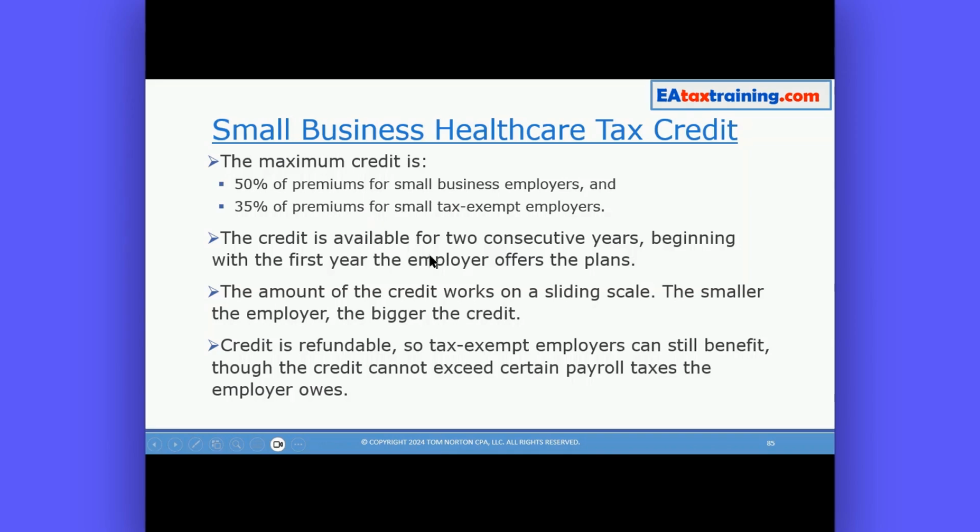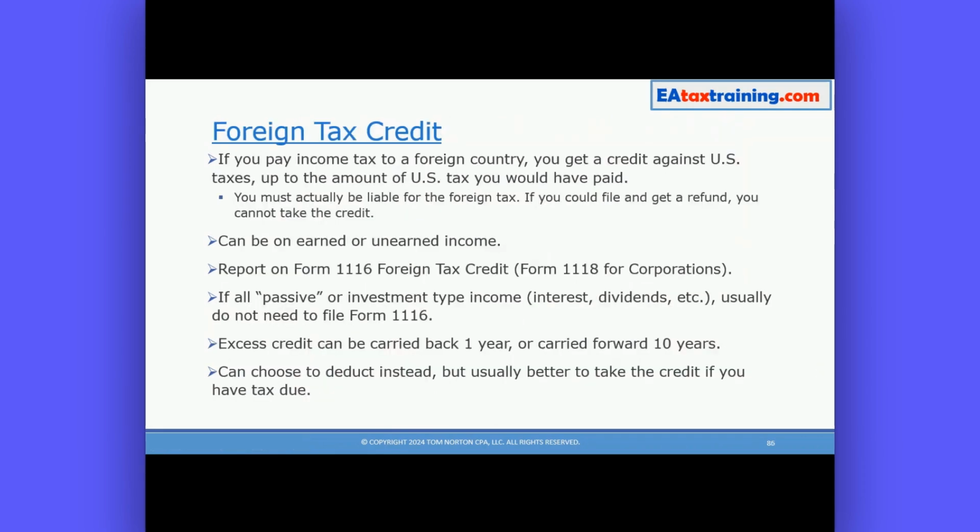The credit is available for 2 consecutive years, beginning with the first year the employer offers the plans. The amount of the credit works on a sliding scale. The smaller the employer, the bigger the credit. And the credit is refundable, so tax-exempt employers can still benefit, though the credit cannot exceed certain payroll taxes the employer owes. So in other words, even if you're tax-exempt, you can still get a check from the government for this, as long as the amount does not exceed certain payroll taxes that the employer owes.